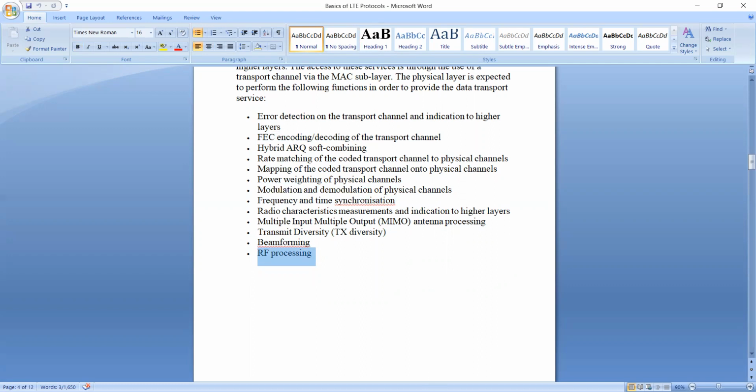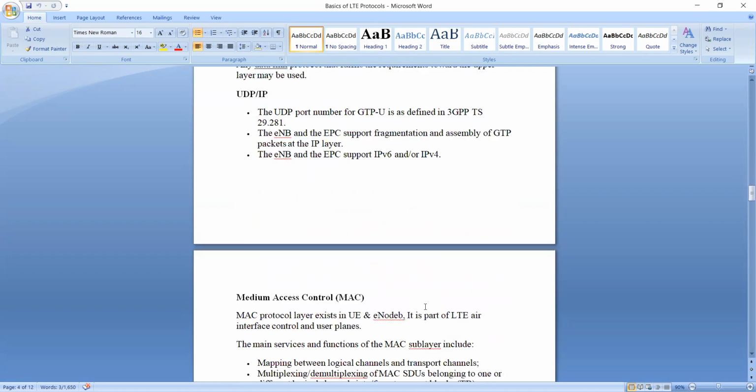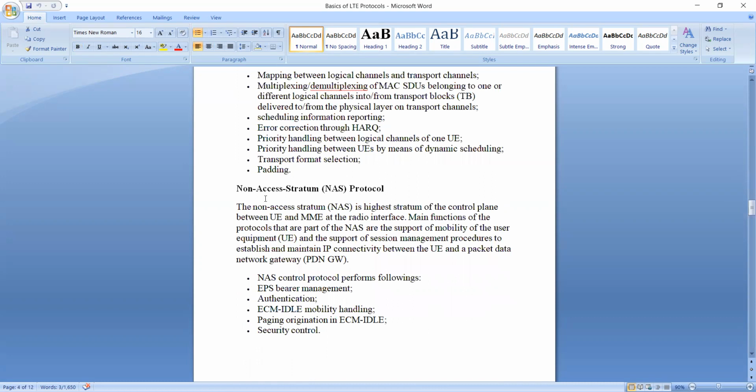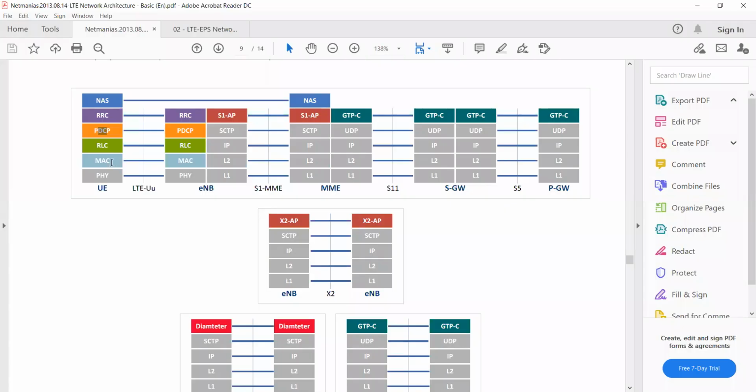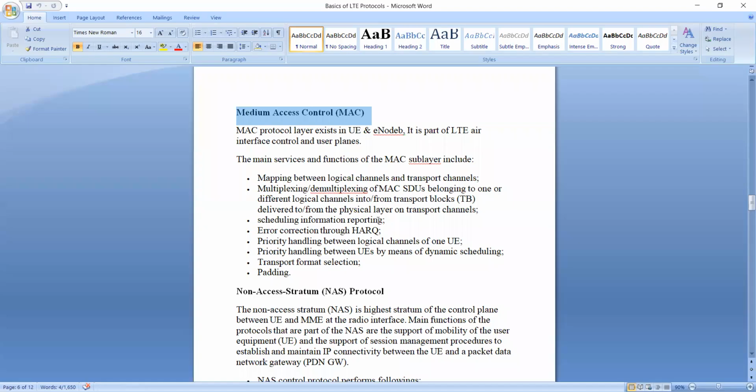Okay, so next is the MAC layer. MAC layer is nothing but medium access control. Whether it is the UE side or the eNode B side, their roles and responsibilities will be the same. Why am I saying eNode B side or UE side? These layers exist on both sides. UE's physical layer interacts with eNode B's physical layer, and UE's MAC layer interacts with eNode B's MAC layer. So their roles and responsibilities are the same. There is no difference. So you can write the heading MAC layer, medium access control.